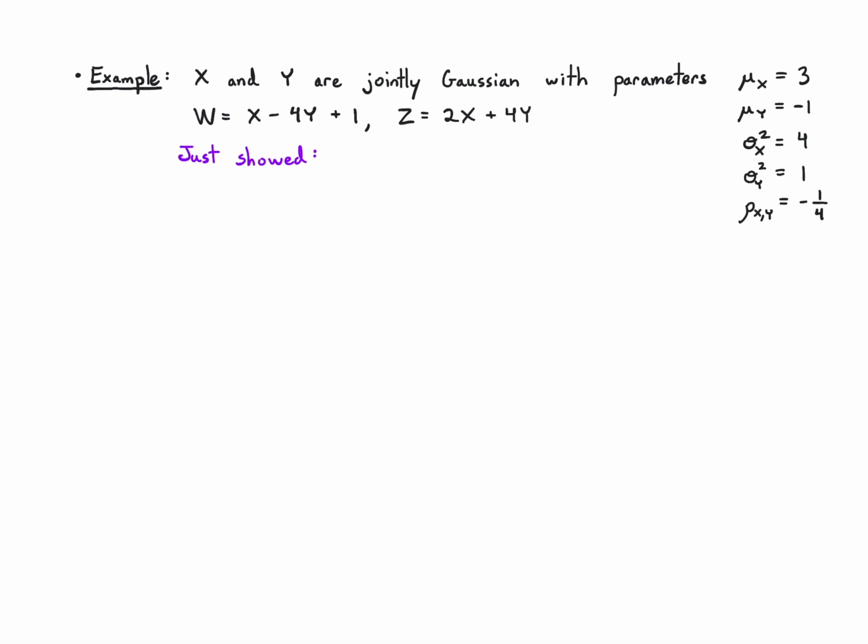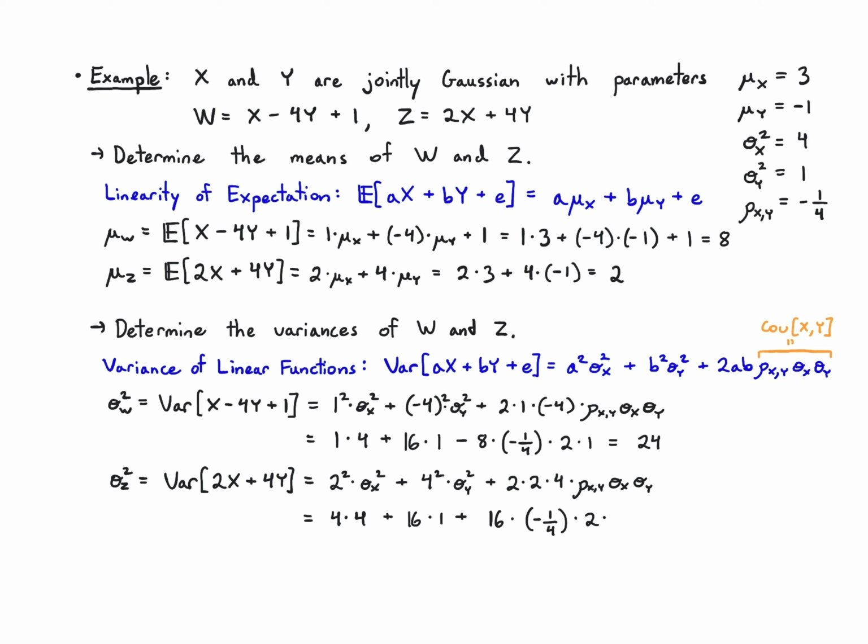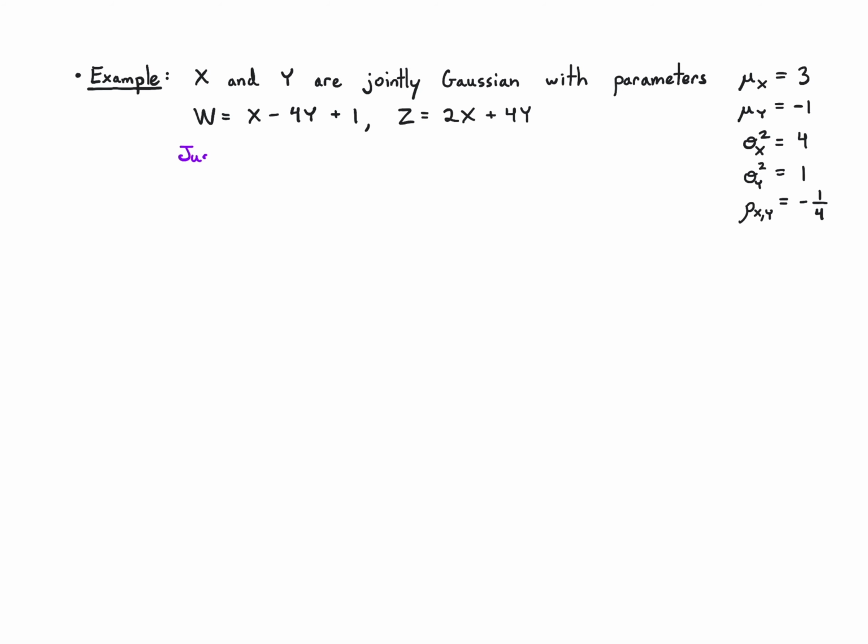Okay, so all right, so those are both 24. And now what we need to do is just move on to work out, just backing up a bit. And that's also going to be 24. Okay, so what we just showed was the mean of w is 8, the mean of z is 2, the variances of w and z are 24.